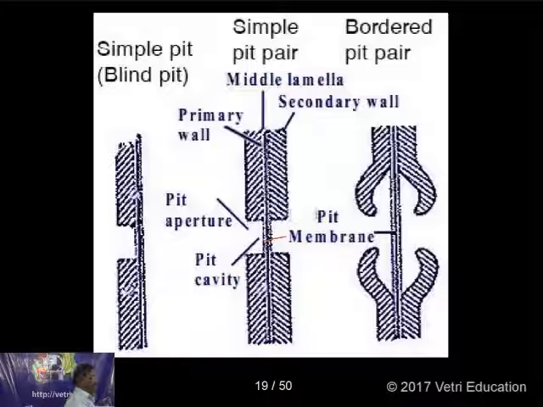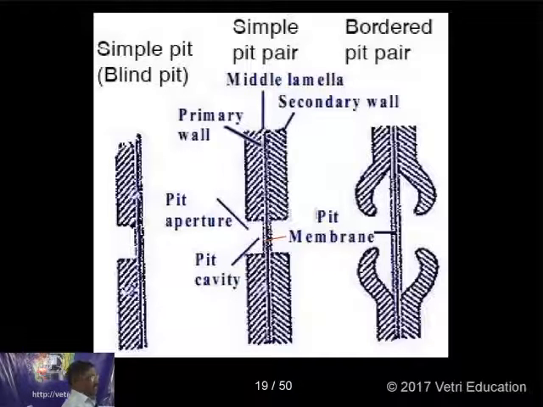And whenever there is a pit, you can find an opposite pit. That is called the pit pair. But when the cell is next to an intercellular space, there is no opposite pit. Such pits are called the blind pits.